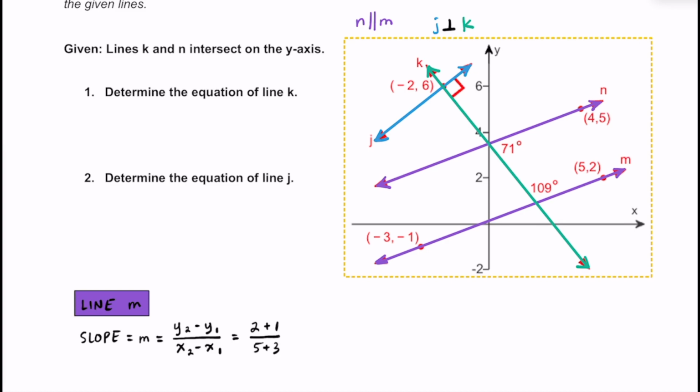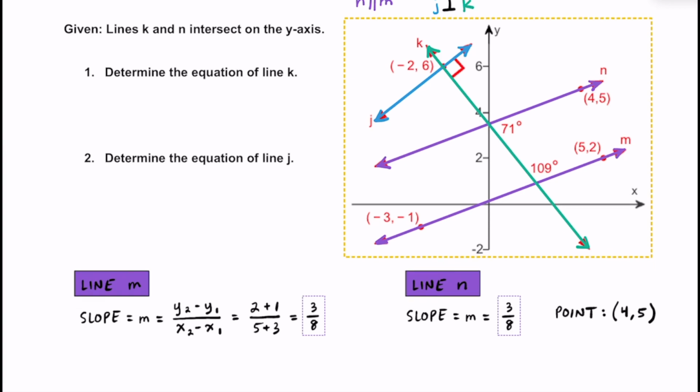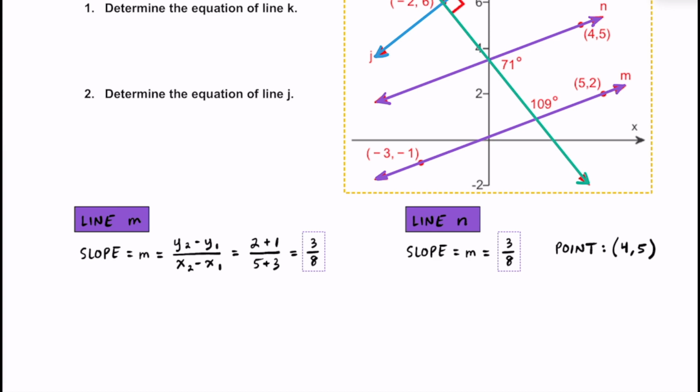All right. So simplifying this a bit, we're going to have a slope of 3/8. And this is going to be the slope for line M. So we know the slope for line M is 3/8. And since line N and M are parallel, when we look at line N, the slope is also going to be 3/8. Now, what else do we know about line N? Well, for line N, we also know that we have a point (4, 5). And so writing that down, we have a point and a slope for line N. Let's see if we can find the equation for line N.